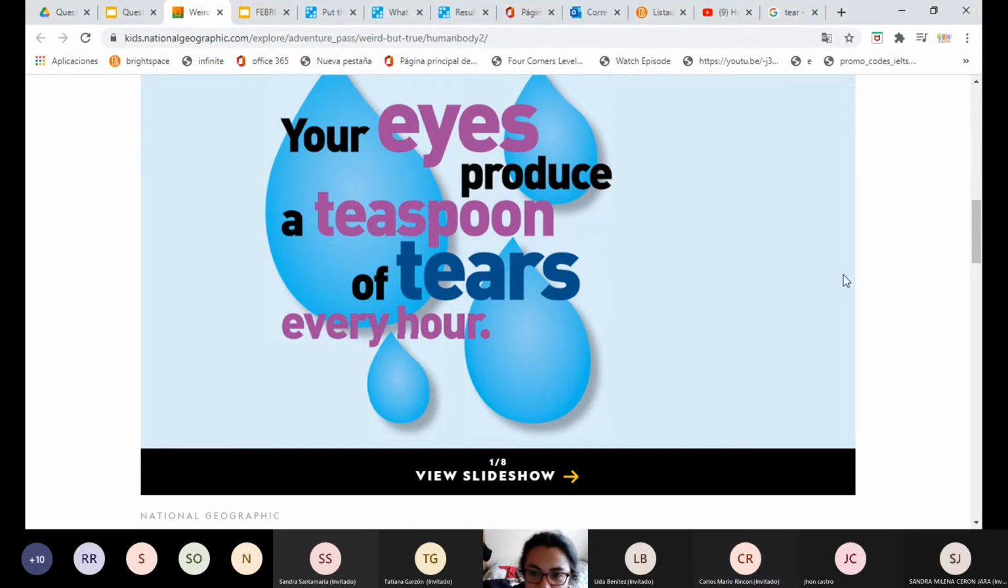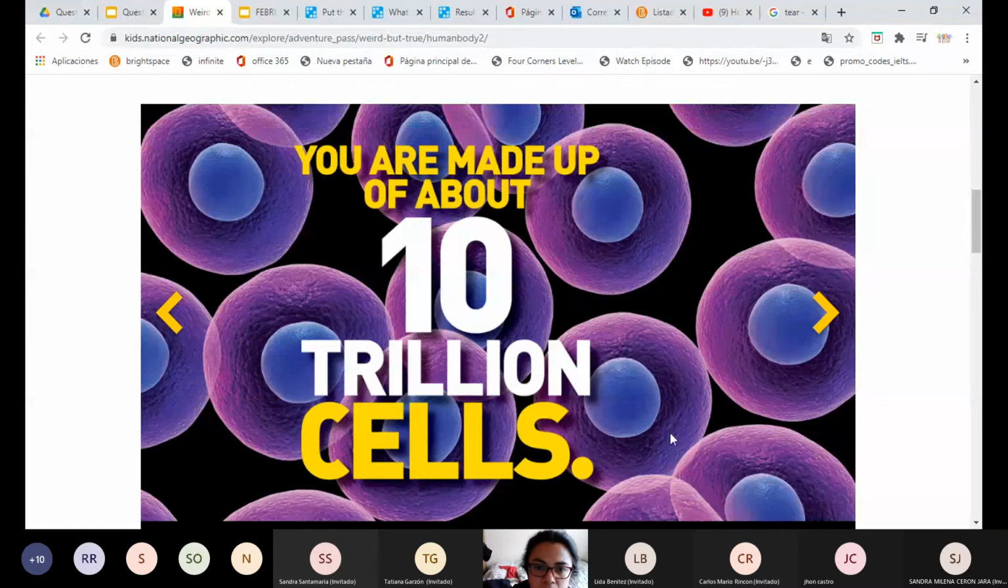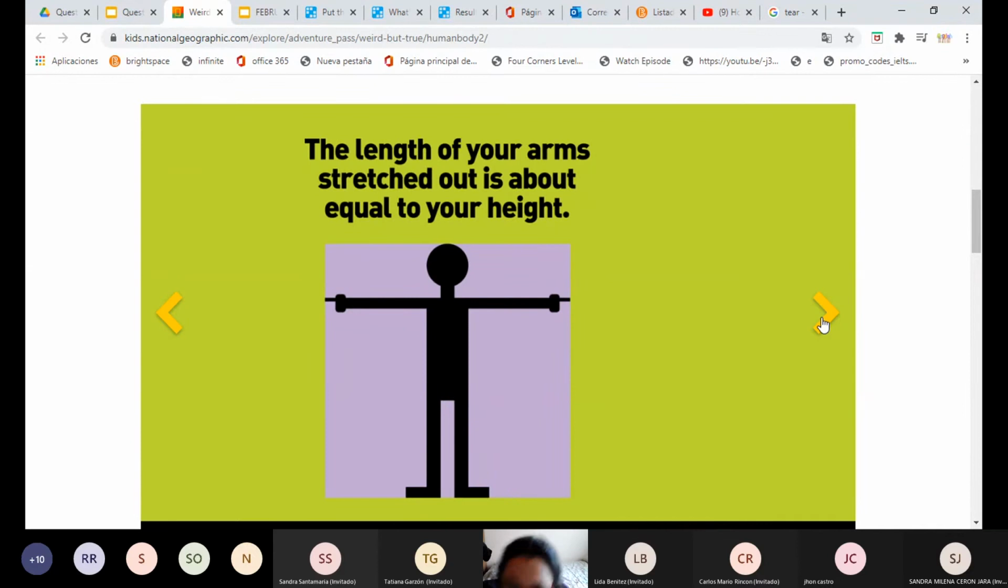So, guys, what about this one? No, I don't like this one. Look, this is great. Check this information on the screen. Please let me know if you understand the information there. Remember the pronunciation: the length of your arms stretched out is about equal to your height.